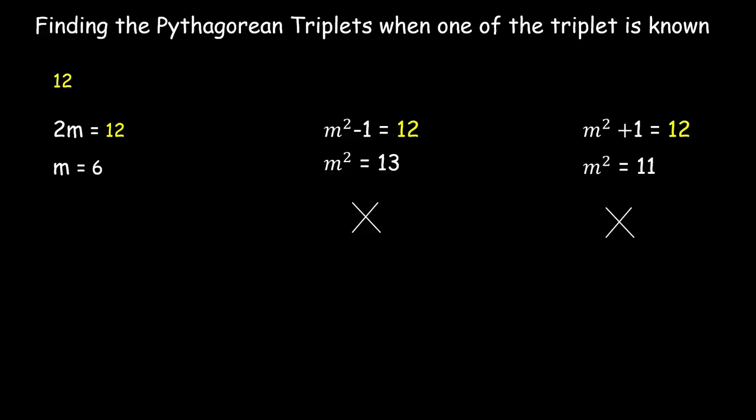So whenever one of the triplet that is given to us is even, we can keep it equal to 2m for sure, and this will give us all the triplets. But what if the triplet that is given is odd? For example, let's say 35. Now, we know that we should not be keeping it equal to 2m because that would give us m, which is a decimal number, right? Not an integer.